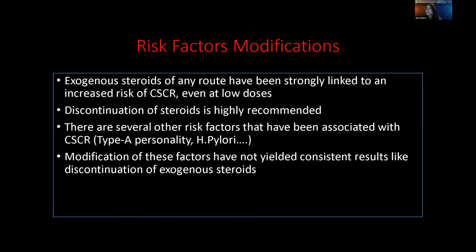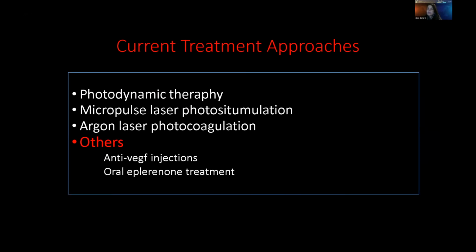However, the modification of other factors, such as type A personality and Helicobacter pylori, has not yielded consistent results like discontinuation of the exogenous steroids. Current treatment approaches can be listed as follows: photodynamic therapy, micropulse laser photostimulation, argon laser photocoagulation, and the others such as anti-VEGF injections and oral eplerenone treatment.